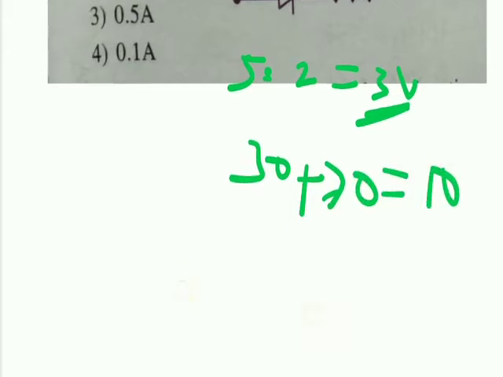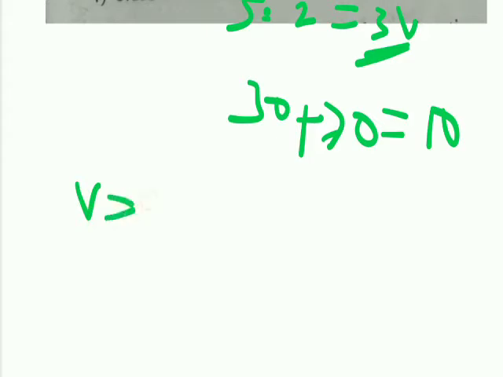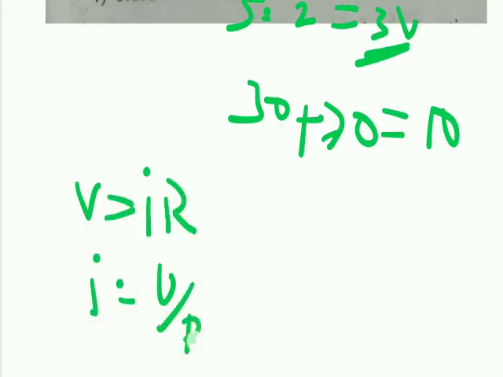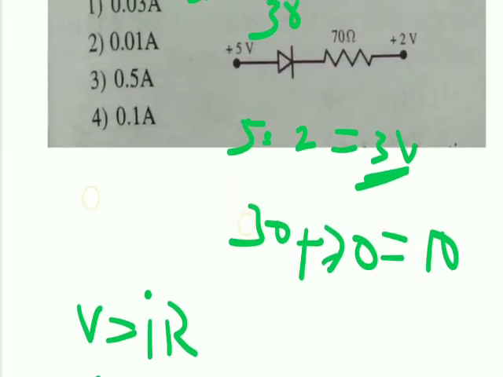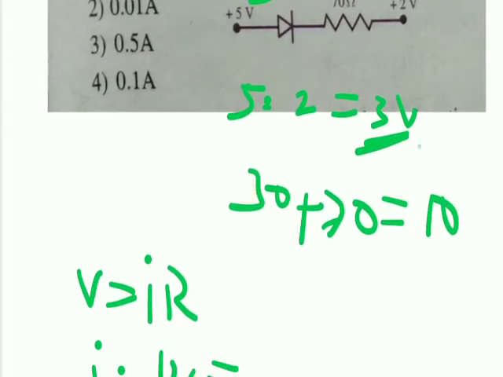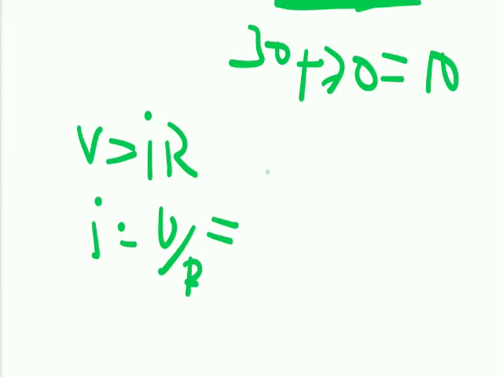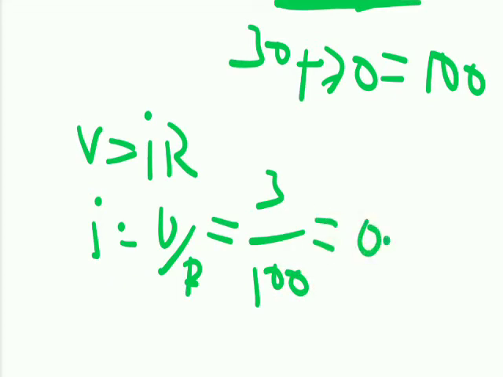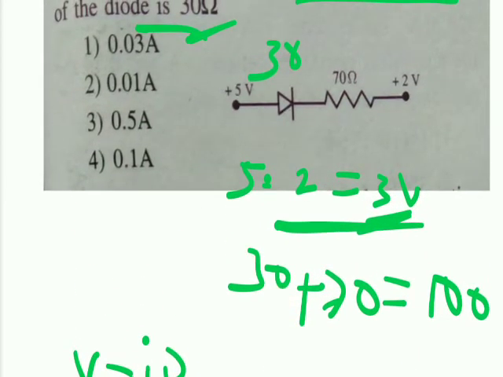He is asking the current, from Ohm's law. V is equal to I into R, so I is equal to V by R. Here the given potential is 3 and the resistance is 100. So our answer is 0.03 amps. The first one is the right answer.